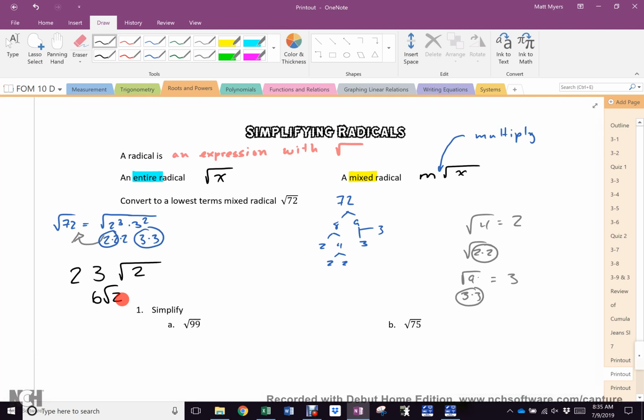Now, there is a shortcut to this. If you have your square roots memorized, you can make it much easier on yourself. Because isn't 72 2 times 36? 36 has a square root, doesn't it? So couldn't I write the square root of 72 as the square root of 2 times 36? And 36 has a square root. What is it? 6. So I would bring out that 6. And what did I leave under there?